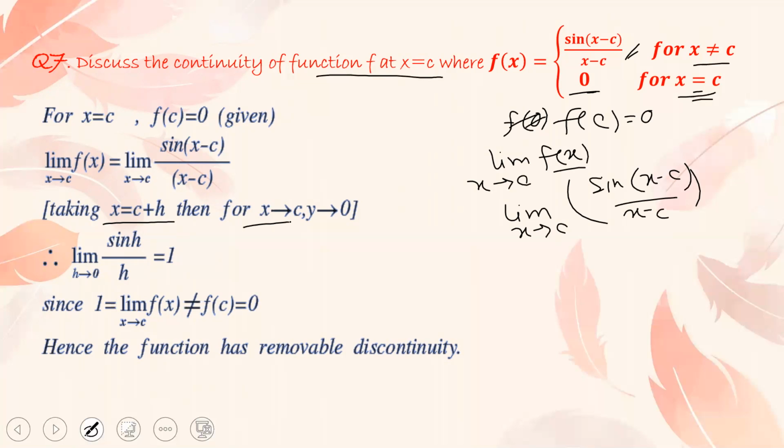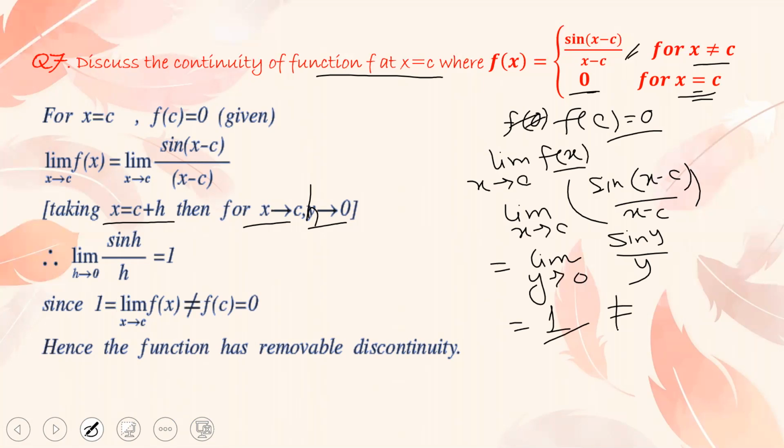So for x tends to c, h will tend to 0. So I can write this limit h tends to 0 for sine h upon h. Here this is the standard limit and the value is 1. Correct here, this will be h, not y. So here you can check the functional value exists and the limiting value exists, but they are not equal. That means it's a removable discontinuity.